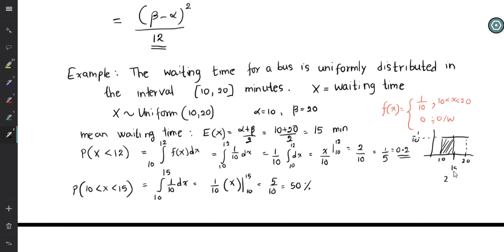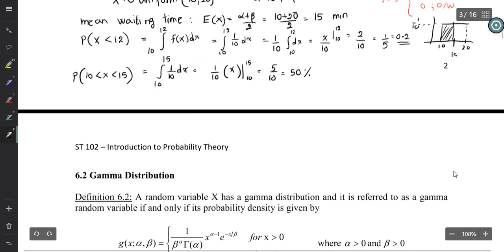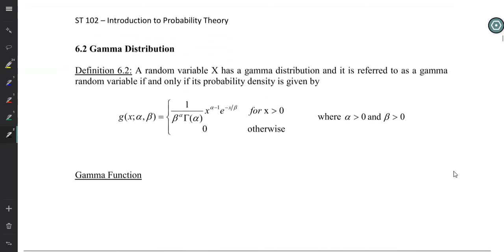Okay. So likewise, you can easily calculate the probabilities when you have a uniform distribution. Uniform distribution is the easiest and the simplest one that you can find in continuous random variables. Next, we move on to the gamma distribution.